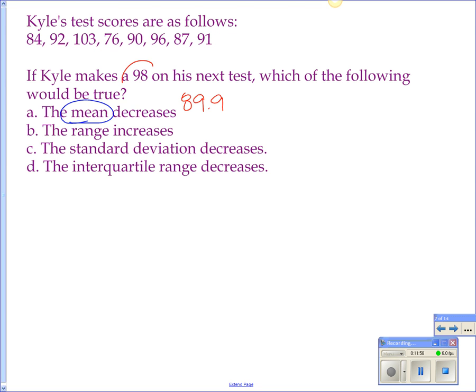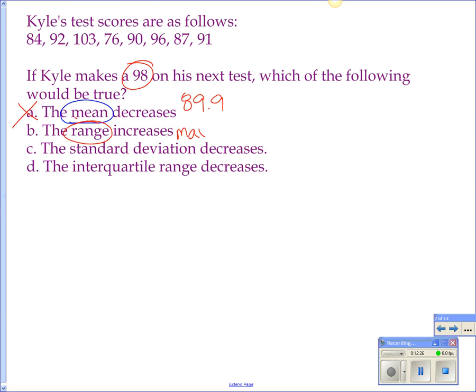If Kyle makes a 98 on his next test, will that make the average go up or go down? It'll make it go up because it's a higher number. So this says the mean decreases. Is that true? No. Okay. All right. B. LeVar, how do I get the range?